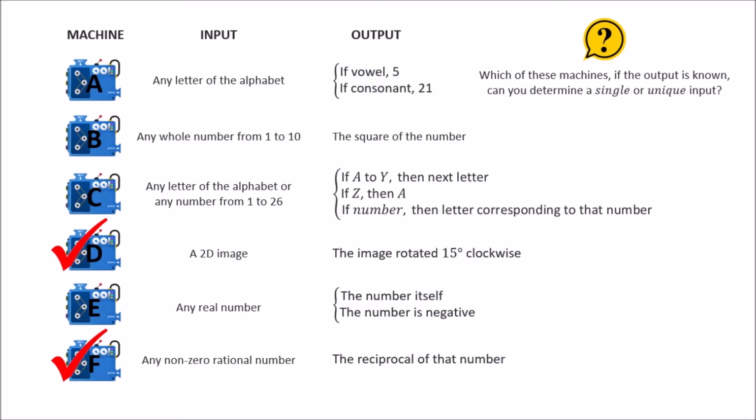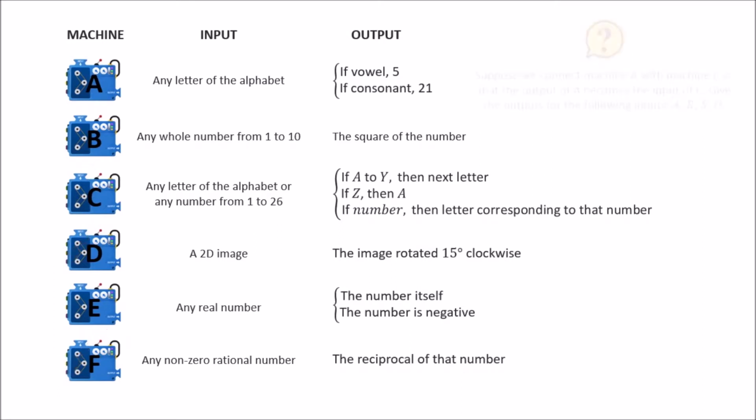rational number. While the rest of the machines do not qualify as having unique inputs, taking a look at machine A, for instance, if we know the output, say 5, can we determine a single or unique input? The short answer is no, since we can have several inputs to produce the same output 5.